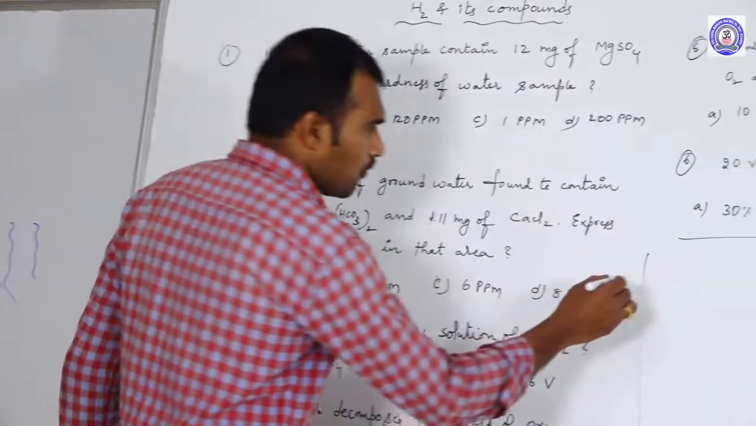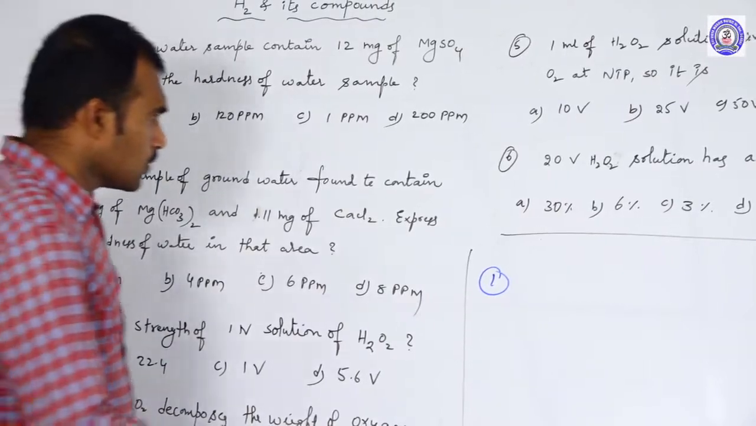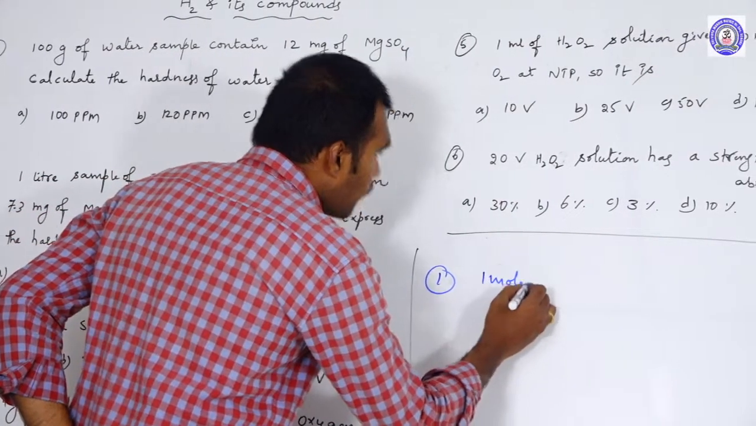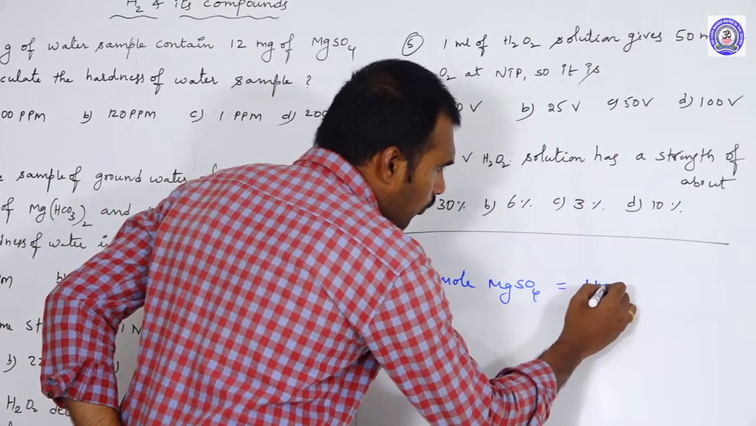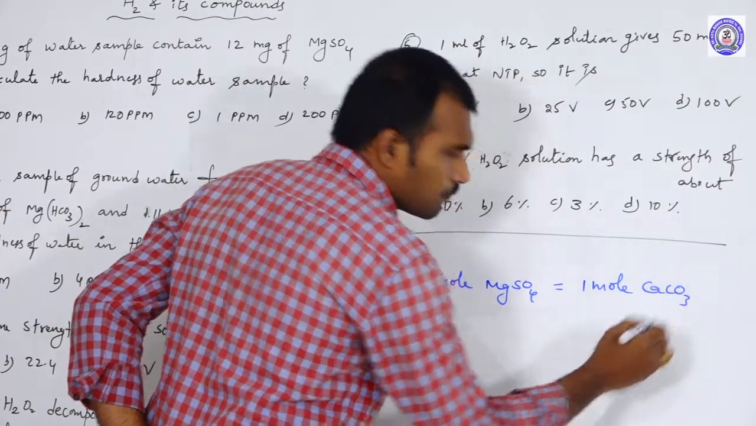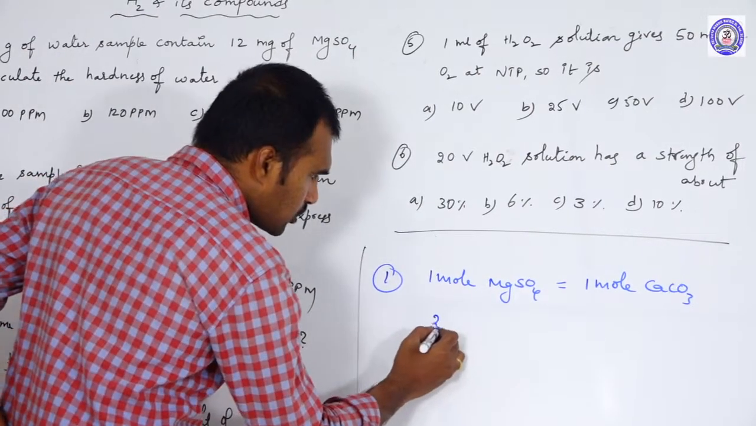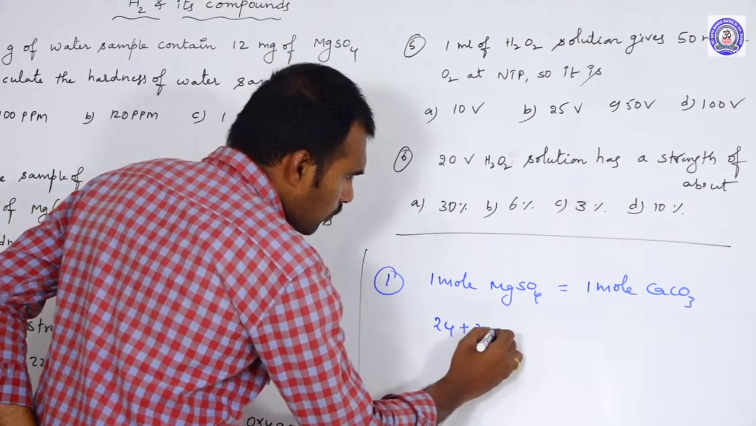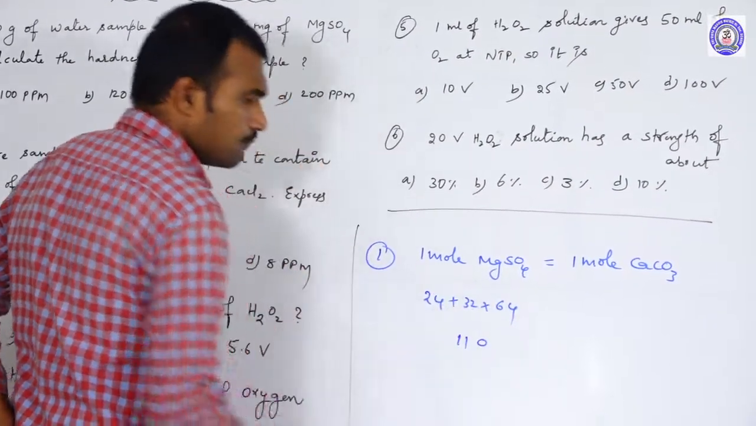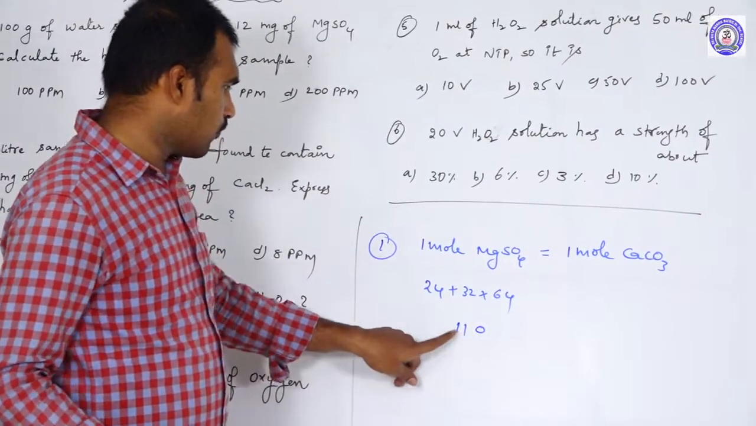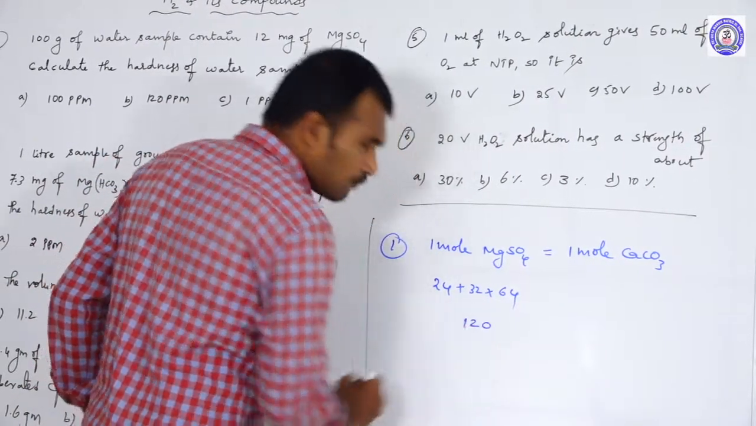So first of all, I am converting the weight of this magnesium sulfate into weight of CaCO3. As we know, the weight of 1 mole of magnesium sulfate is equal to the weight of 1 mole of CaCO3. What is the gram molecular weight of magnesium sulfate? 24, 32 plus 64, total 120 grams.